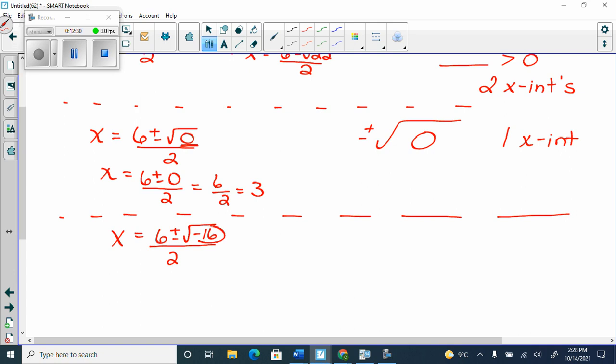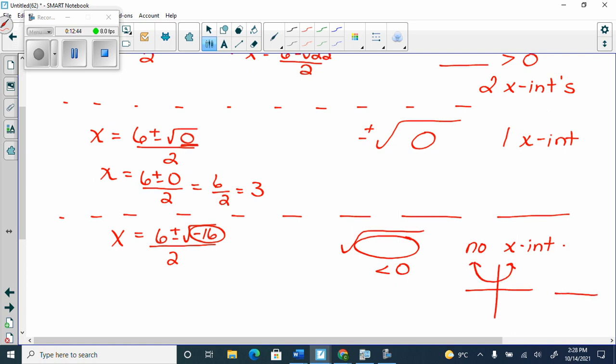So what happens when your actual value underneath is less than 0 is you get no x-intercepts. So what does that mean? That means the graph is either completely above the x-axis or the graph is completely below. We agree? No x-intercepts happen when you get that negative under the square root. You can't get anything. Your calculator fights you. It's like, I'm not giving you an answer. Not today, not tomorrow. Ain't happening.